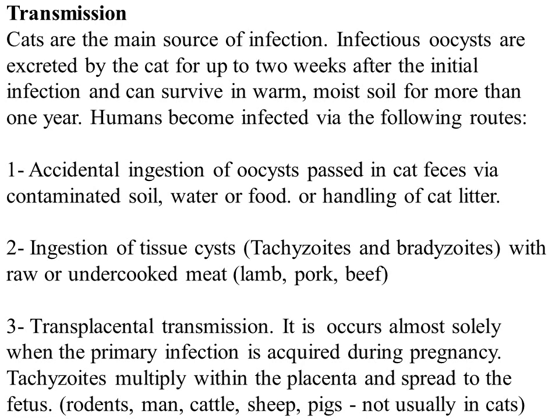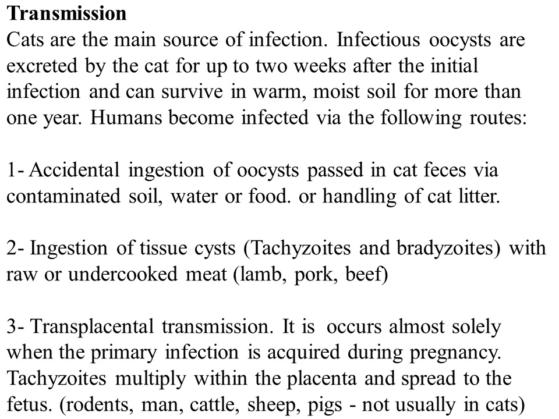There are 3 routes of transmission of Toxoplasma infection. First, accidental ingestion of oocysts passed in cat feces via contaminated soil, water, or food, or handling of cat litter. Second, the ingestion of tissue cysts, bradyzoites, and tachyzoites with raw or undercooked meat of animals such as lamb, pork, and beef. The third route is transplacental transmission.